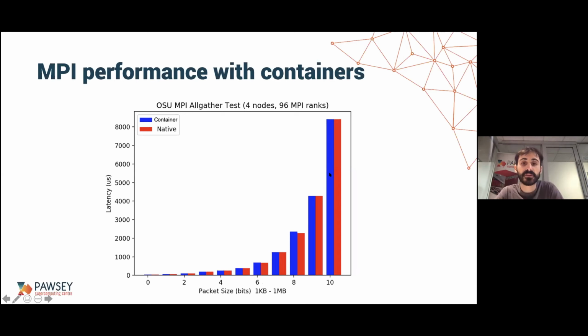But the key information here is that you can compare the blue lines and the red lines, and you see that they match. For each packet size, they're basically the same, which means you're getting the same MPI performance whether you're using containers or not, which is really good. So there is basically no overhead in using containers with MPI applications. That's it. So I'm happy to take a couple of questions right now.